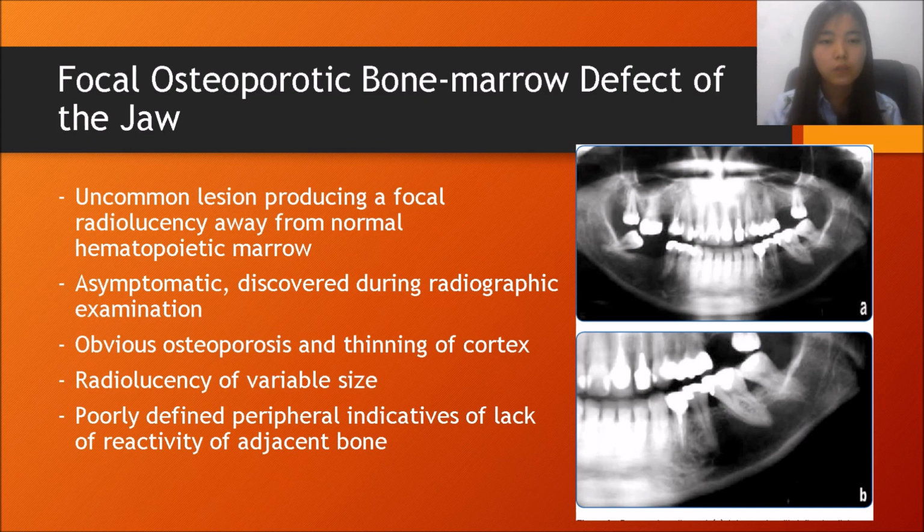The focal osteoporotic bone marrow defect of the jaw. This is an uncommon lesion producing a focal radiolucency away from the normal hematopoietic marrow. This is usually asymptomatic and can only be discovered during the radiographic examination. As you can see in the radiograph, there is obvious osteoporosis and thinning of the cortex, and it shows radiolucency of variable size from a few mm to a few cm. It has poorly defined peripheries, indicative of the lack of reactivity of the adjacent bone.